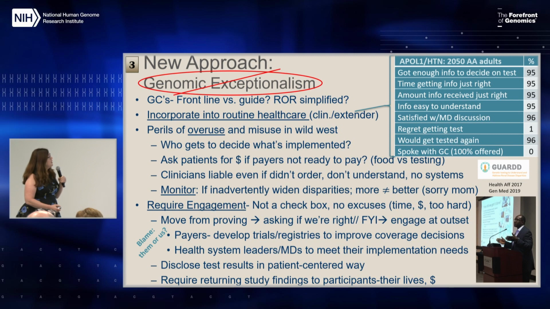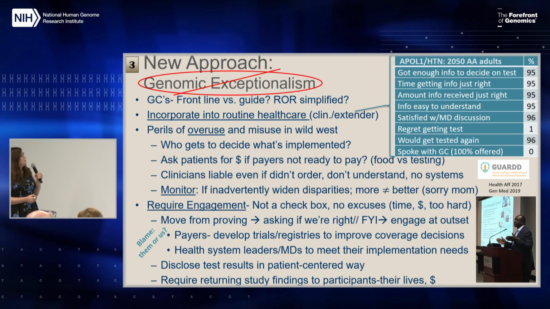And finally, genomics exceptionalism. In our study with APOL1, we actually had genetic counselors train clinician extenders, lay people, to return the results. And people found them great. We offered everyone a free genetic counselor. No one took us up on it. So I think we need to think about what we're doing and build ourselves as part of a larger community.